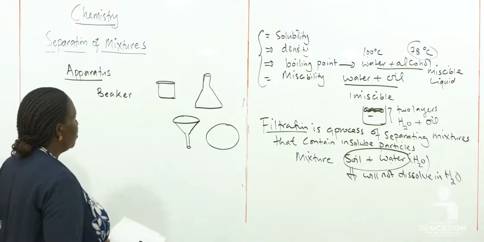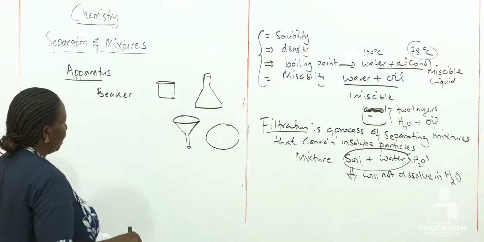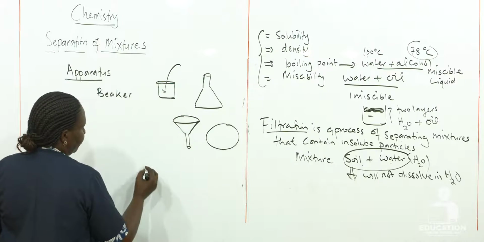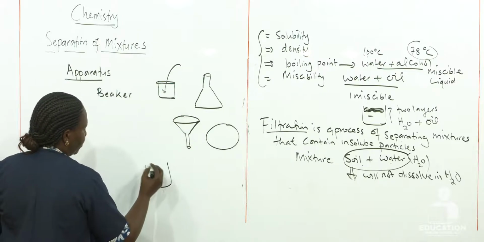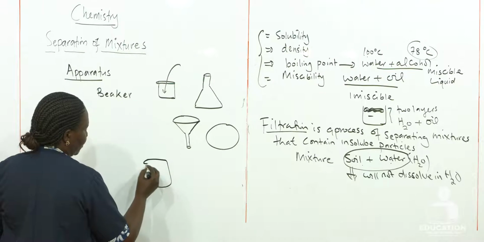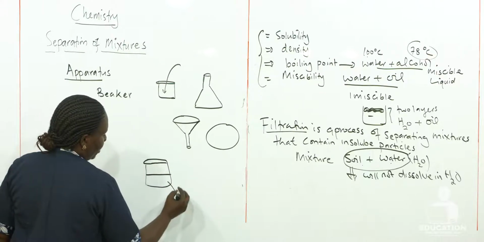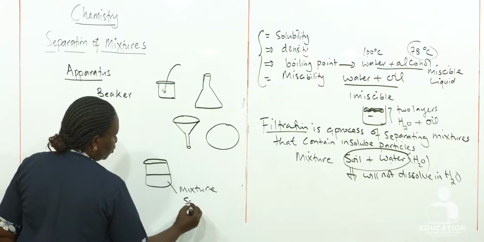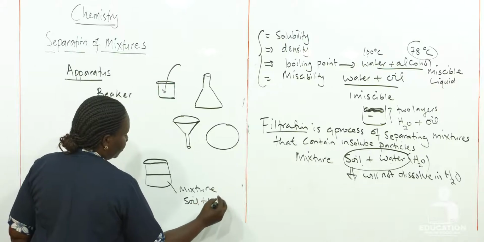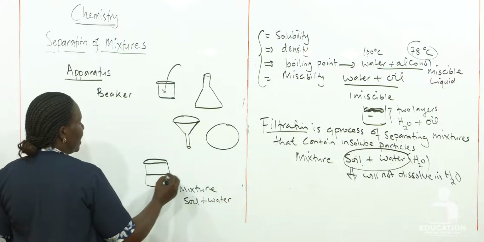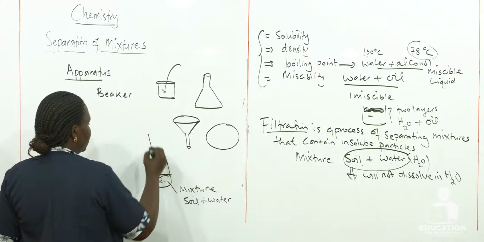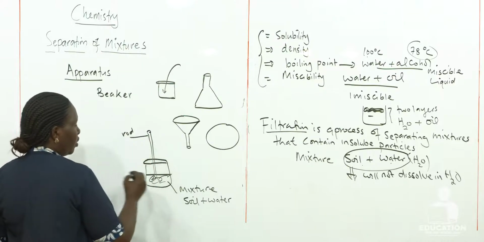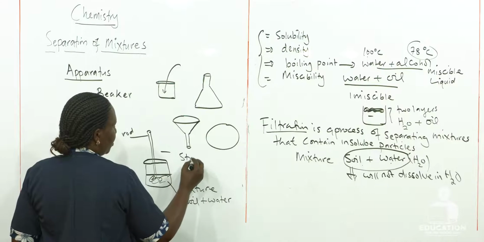Then we start by pouring our mixture into the beaker. If this is our beaker, we put our mixture here of soil plus water. Then we stir, that is, we mix it using a rod. This is called a stirring rod. We stir our mixture.